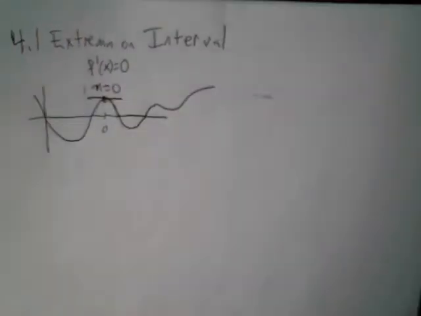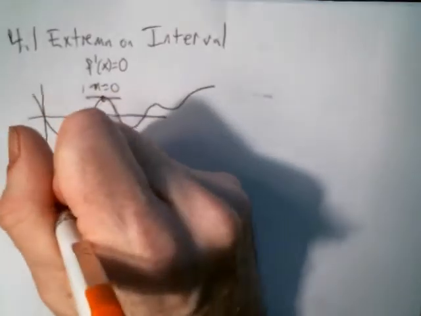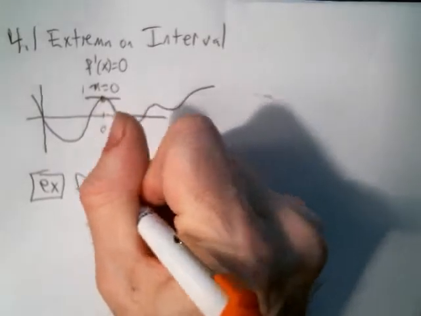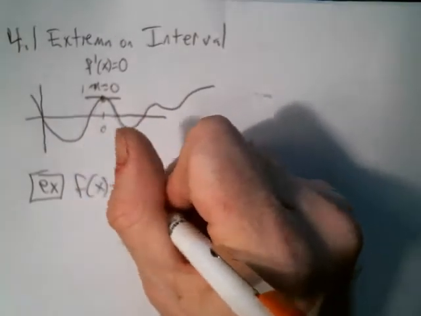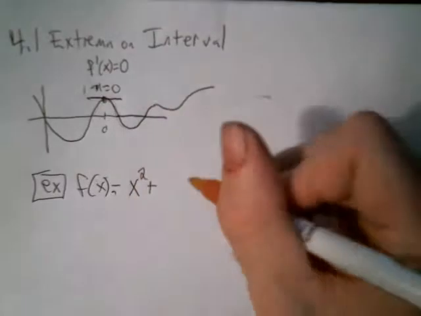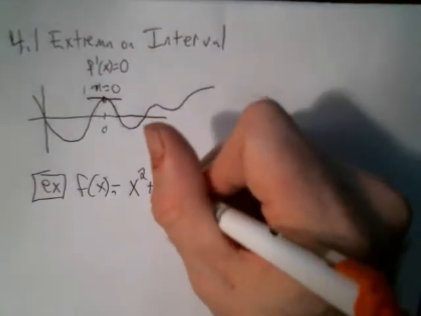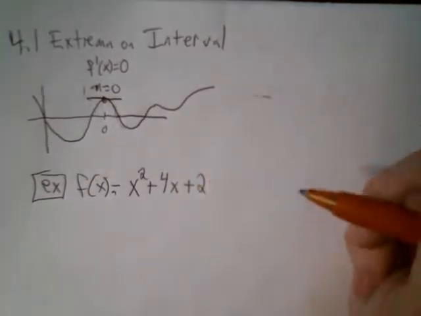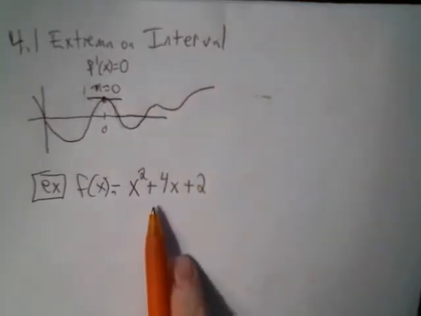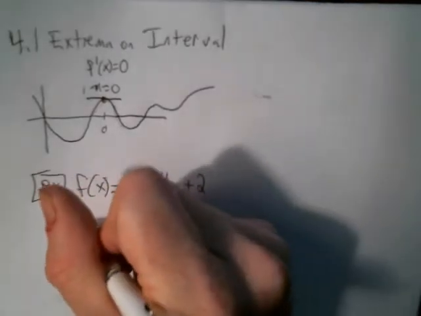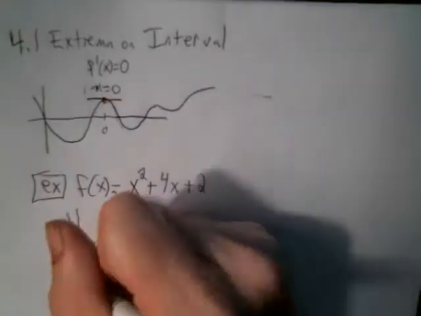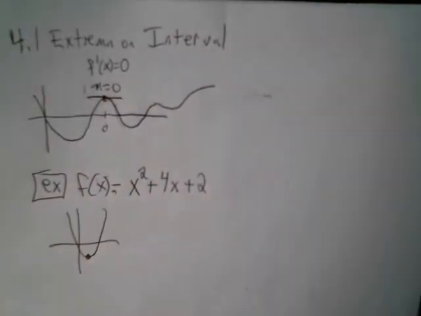So when you're given some sort of function, we'll just take a polynomial, x squared plus, let's say, 4x plus 2. This thing right here we know has a minimum. It's some sort of quadratic. I don't know where it hits the x-axis, but it's going to be a happy face quadratic, and it'll have a minimum value at its vertex. We can figure out what the vertex is.